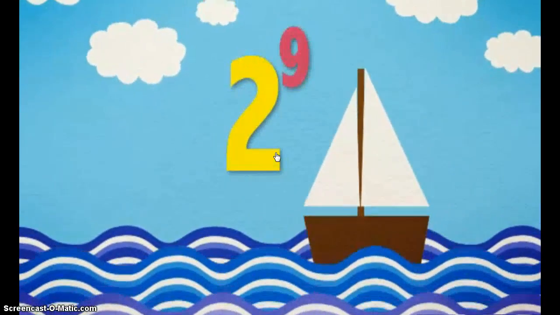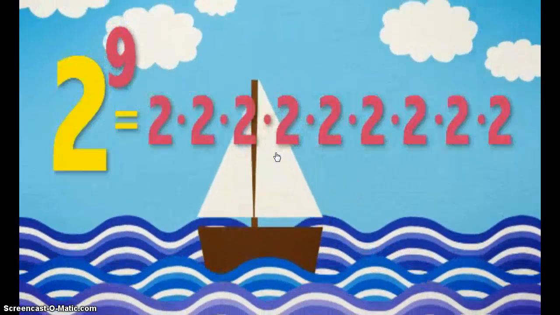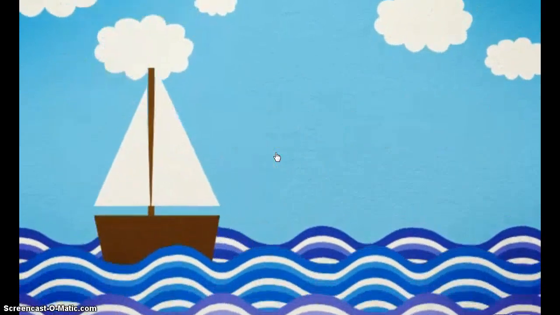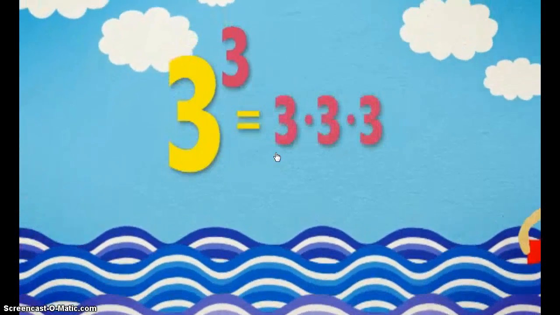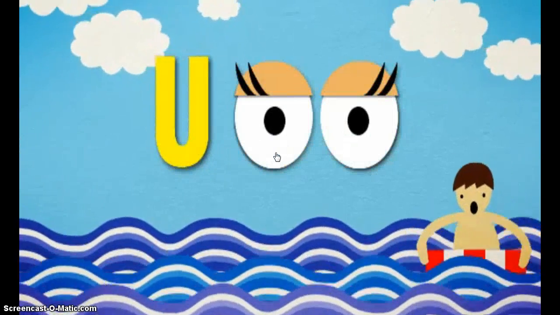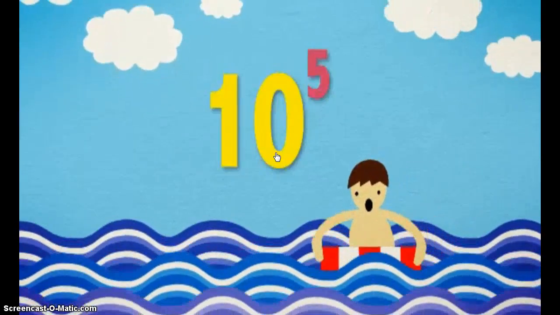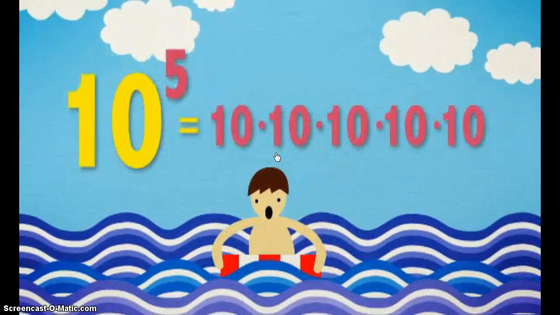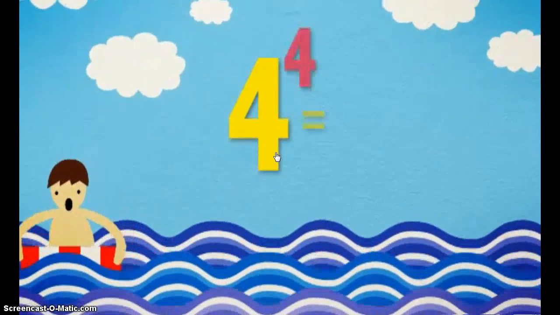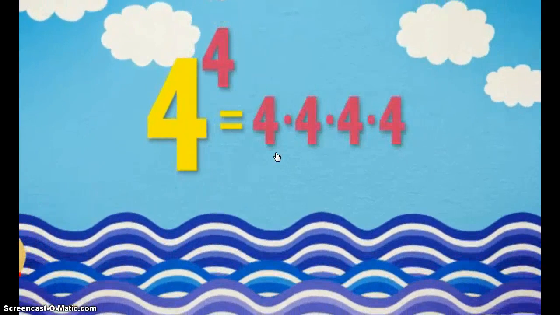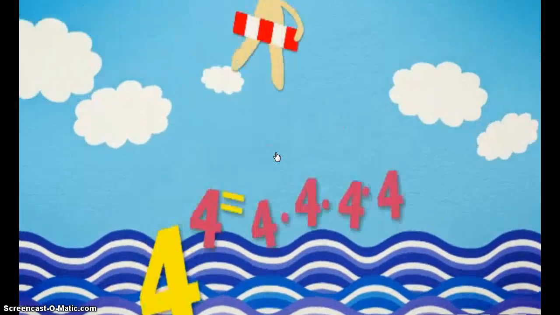2 to the power of 9. Multiply 2 by itself 9 times. 3 to the power of 3 is 3 times 3 times 3. You see? 10 to the power of 5. Multiply 10 by itself 5 times. 4 to the power of 4 is 4 times 4 times 4 times 4 for sure.